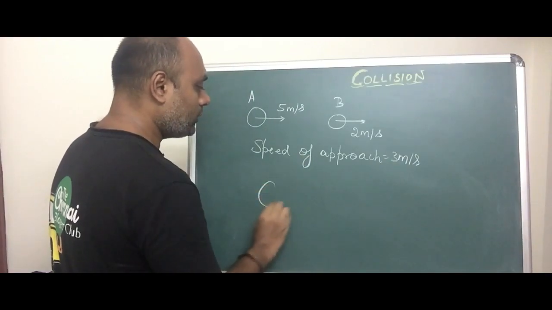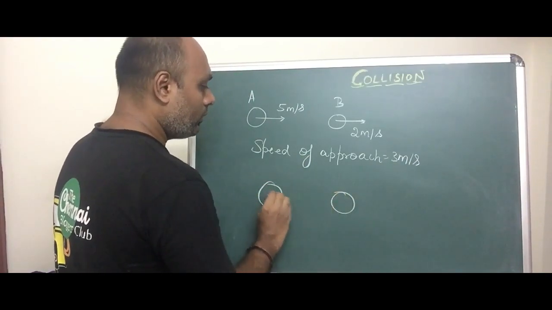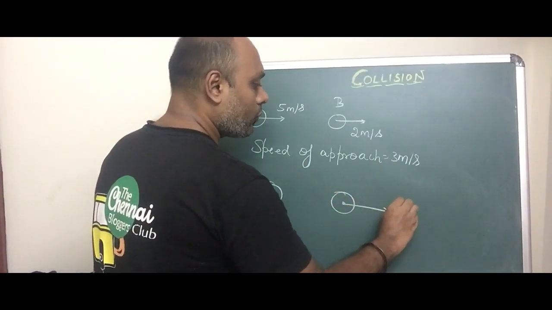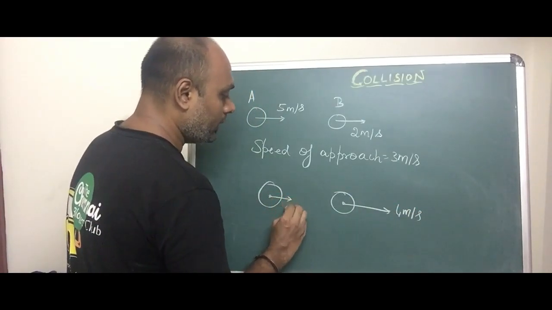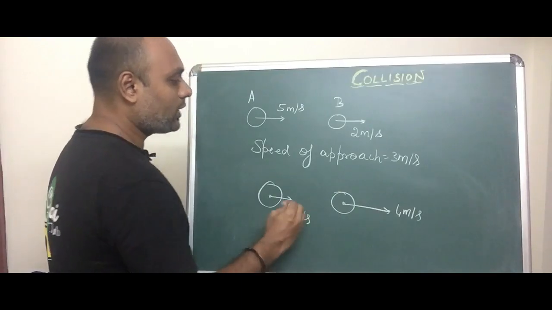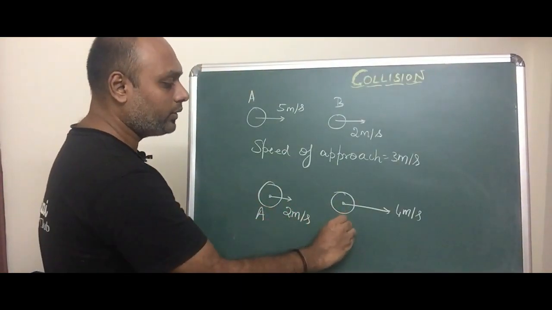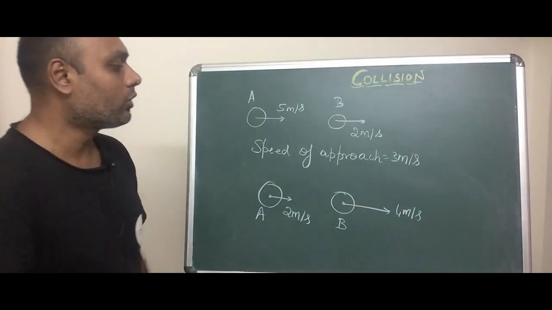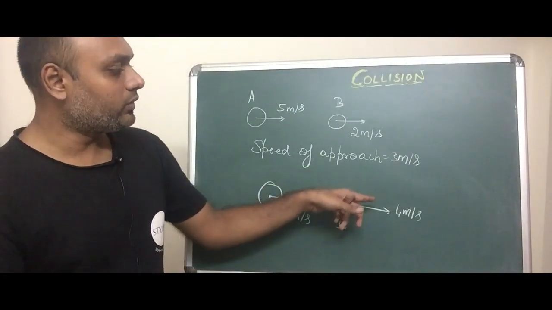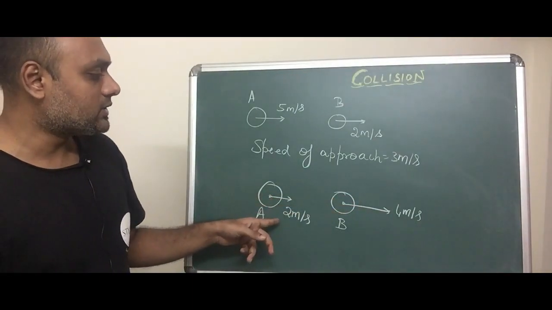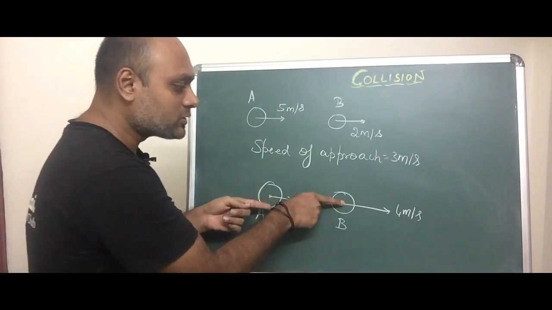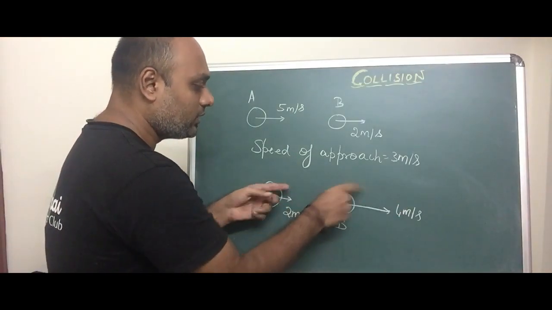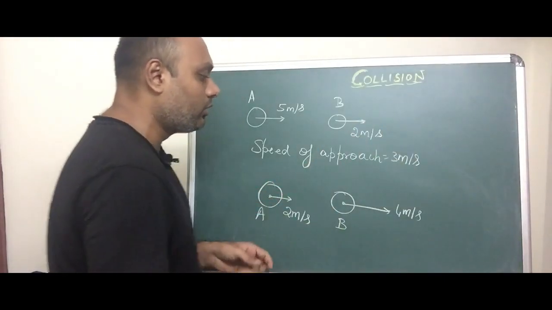And after collision, something of this sort could happen. Now B is moving with 4 meter per second, and A moves with a speed of 2 meter per second. So after collision, A's speed has become 2 and B's speed has become 4. So now you can see that B is moving with a greater speed and A is moving with a lesser speed. So there will be separation which will happen between the two. This moves greater distance, this moves lesser distance, and the separation between the two will keep on increasing.